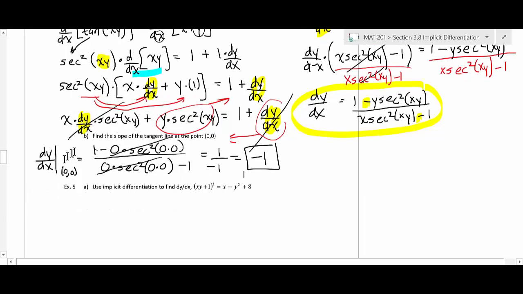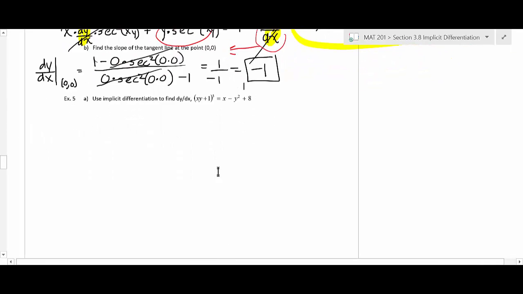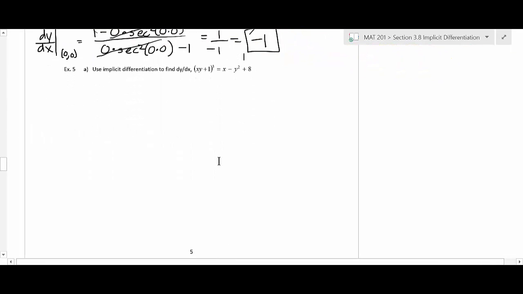All right, let's go ahead and do one other one like that, and that's got a chain rule in it. And this one's got quite a bit going on too, I think. So let's run through this one now. Start off the same way. We're going to do the derivative of xy plus 1 to the third, and then we'll do the derivative of x minus y to the second plus 8, like that.